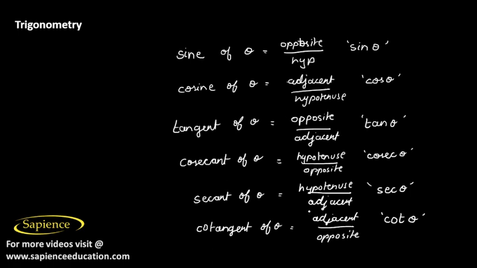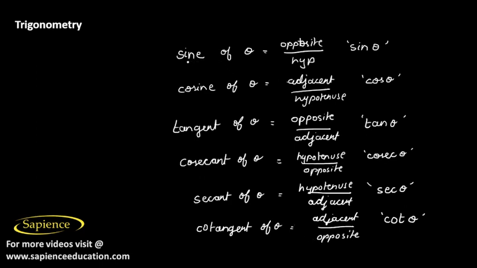If we look at this slide, we can understand it clearly. So sine theta is opposite by hypotenuse. 1 by sine theta will be hypotenuse by opposite, which is cosecant theta. Same way for cosine of theta, adjacent by hypotenuse. If we take 1 by cos theta, that will be hypotenuse by adjacent, which is secant theta. Tangent theta also similar to that.